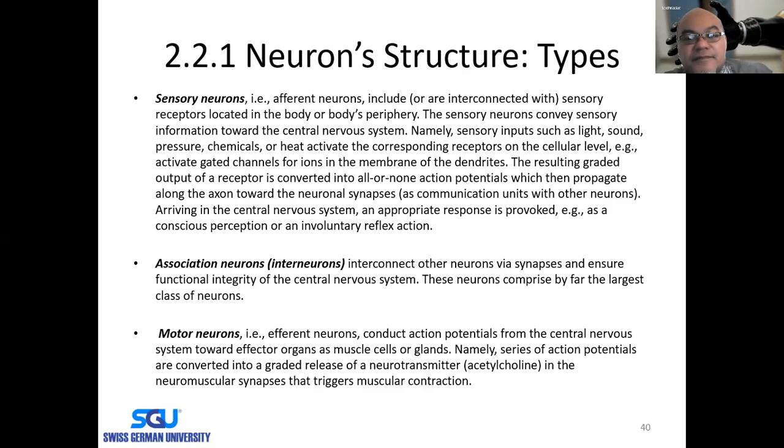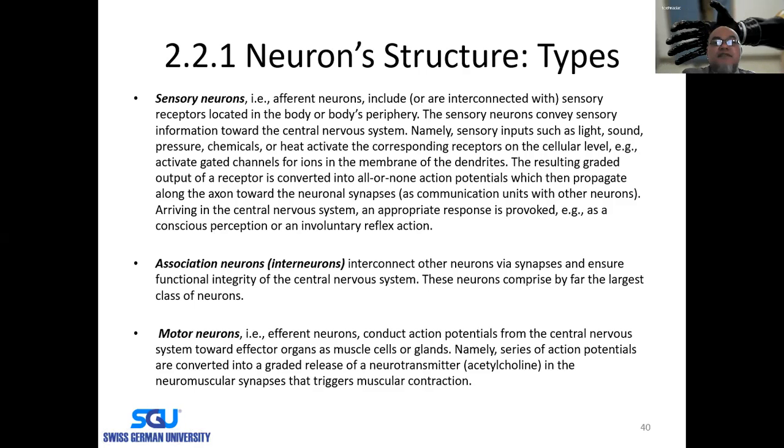system in our back. Namely, sensory inputs such as light, sound, pressure, chemicals, or heat will activate the corresponding receptors on the cellular level, like the activated gated channels for ions in the membrane of the dendrites. So the resulting graded output of the receptor is converted into an all or none action potential, 1 or 0, which then propagates along the axon towards the neuronal synapses as communication units with other neurons.